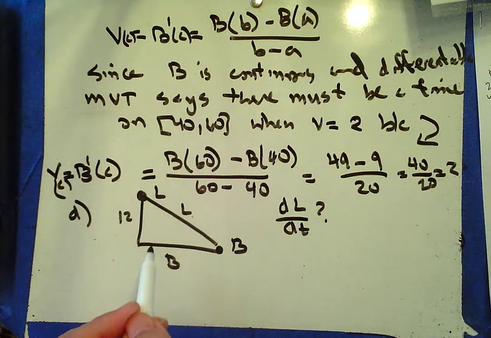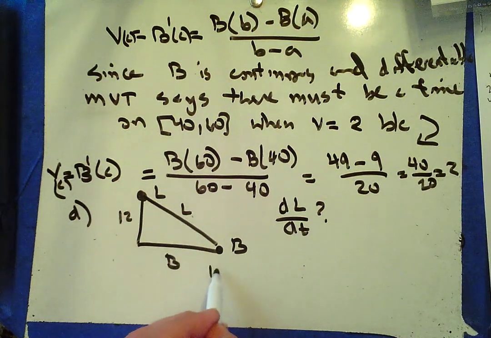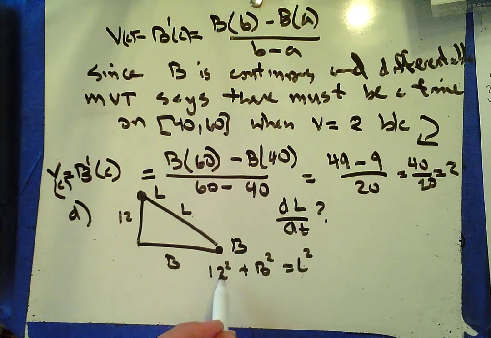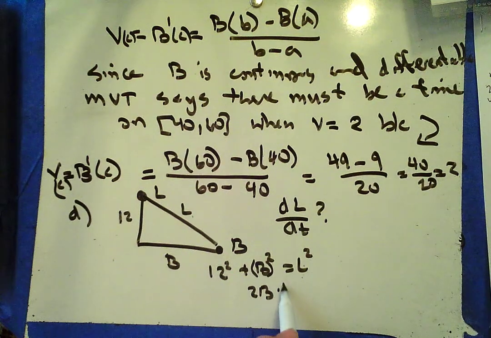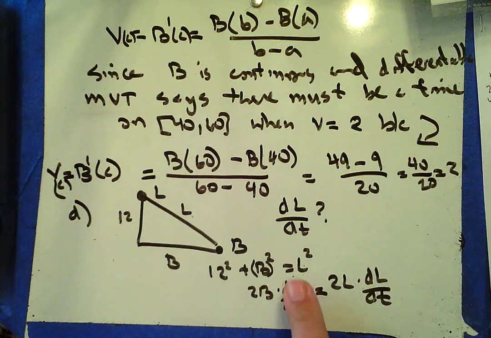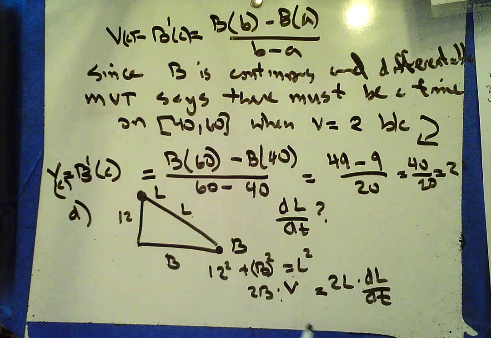And we can just do a related rates problem from chapter 5. We'll say 12 squared plus b squared equals L squared. And then we'll take the derivative everywhere with respect to time. The derivative of this is 0 because it's a constant. The derivative of this is going to be 2b, but don't forget to take the derivative of that inside b function with respect to time, also known as db/dt, and that should equal 2L times dL/dt. Remember that db/dt, that's the change in Ben's position with respect to time. That's also known as his velocity.